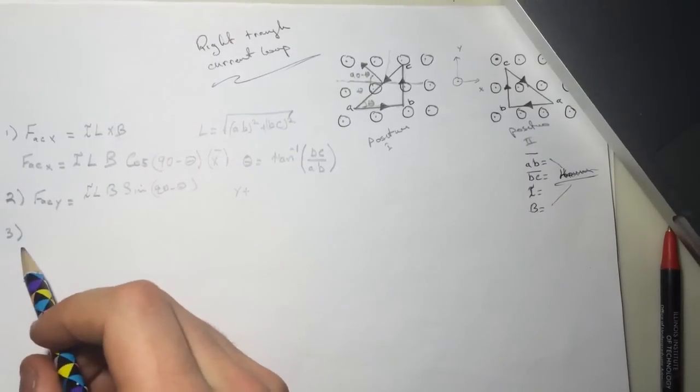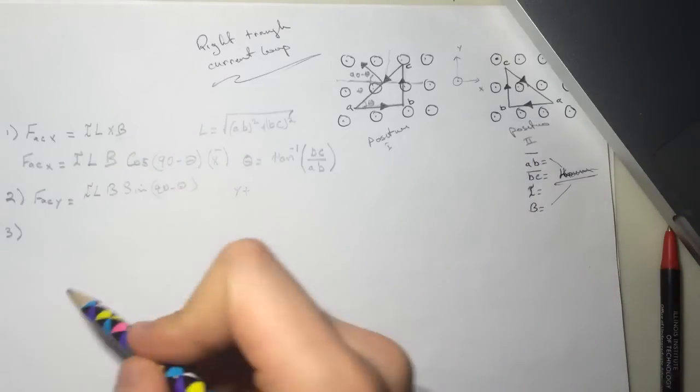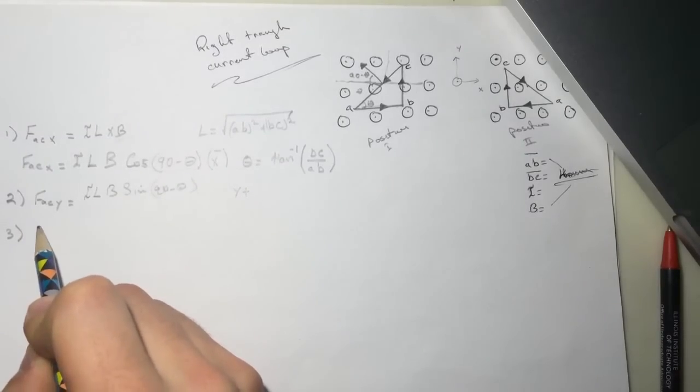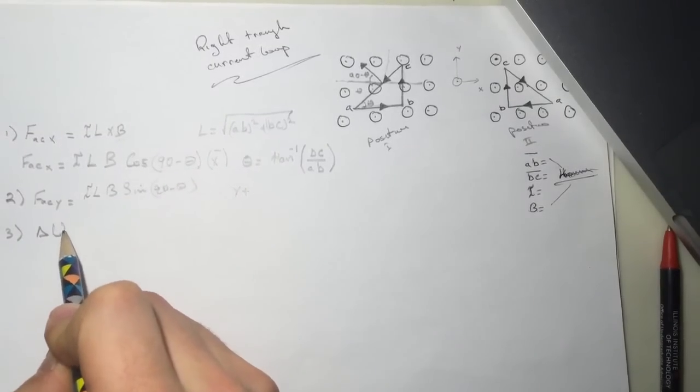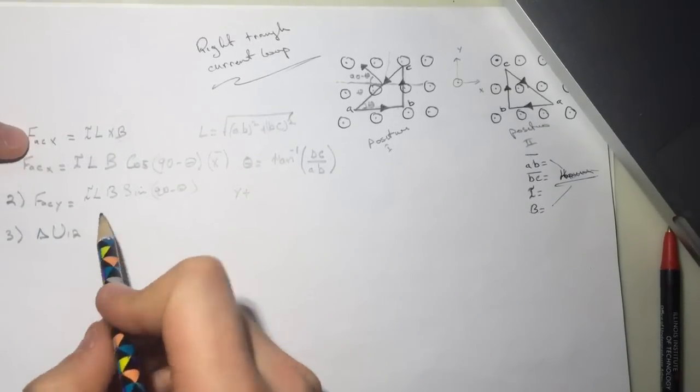Cool. Alright, so number 3 is asking: the wire now is rotated 180 degrees above the y-axis to position 2 as shown. Anyway, read the question by yourself, it's down below. So number 3 is asking, they want the delta U. So let's find U initial.